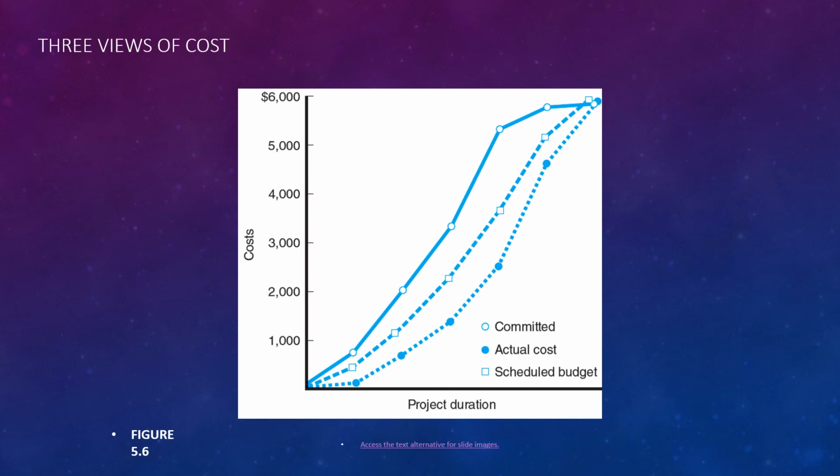As we get through those milestone periods, you're probably going to see charts like this: here's what our actual cost was, here's what we committed to the client, and here's our scheduled budget. So how are we tracking to where we're supposed to be?